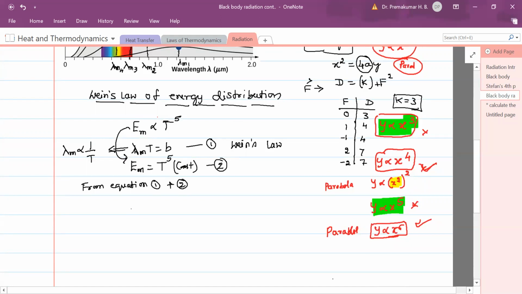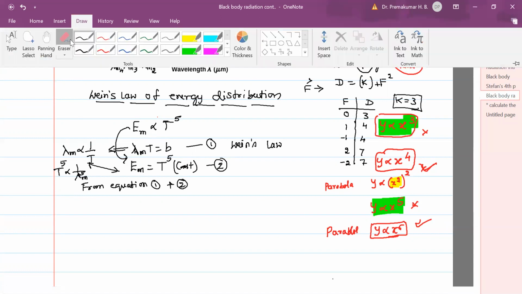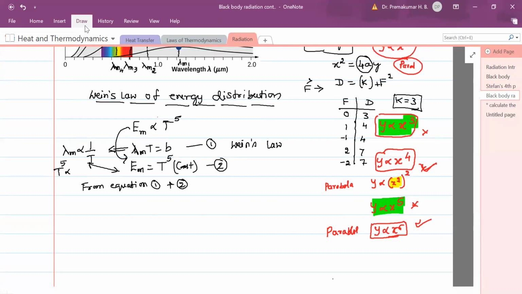So what happens here? If in place of T you put this one, I can write T proportional to 1 over lambda m. Correct? In place of T to the power of 5, I can write lambda to the power of 5 here. So this put together, let me write neatly, 1 over lambda to the power of 5, m.